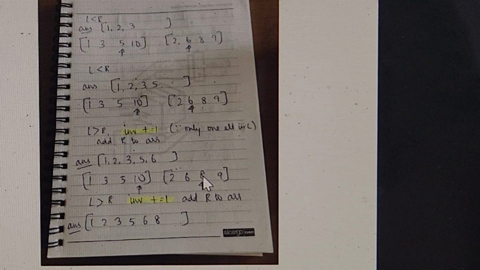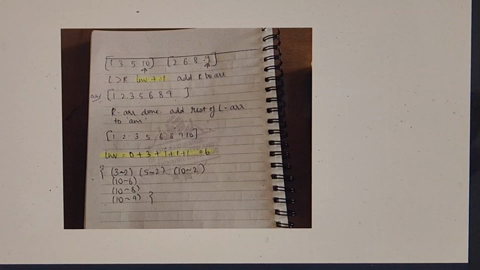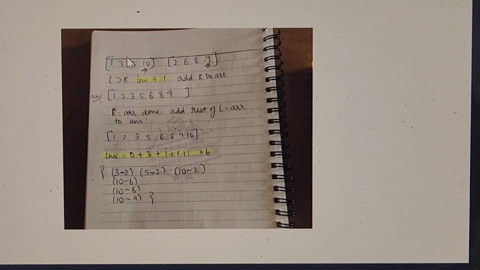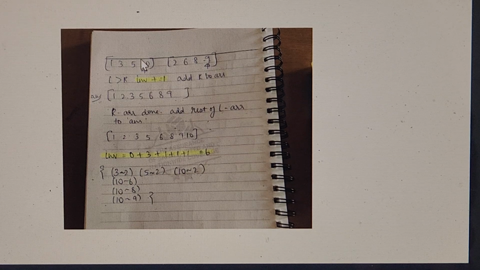Again compare, you see that the right element is smaller. So again count how many numbers are remaining in this array. Again there's only one element, so inversions plus equal to 1, and the right pointer now moves to a 9. So we are now at the final step. Left pointer is at 10, right pointer is at 9. Again compare, you see right is the smaller one. Count the number of elements remaining in the left array. There's only one remaining, so inversions plus equal to 1. You add this 9. Now the right array has been fully completed.